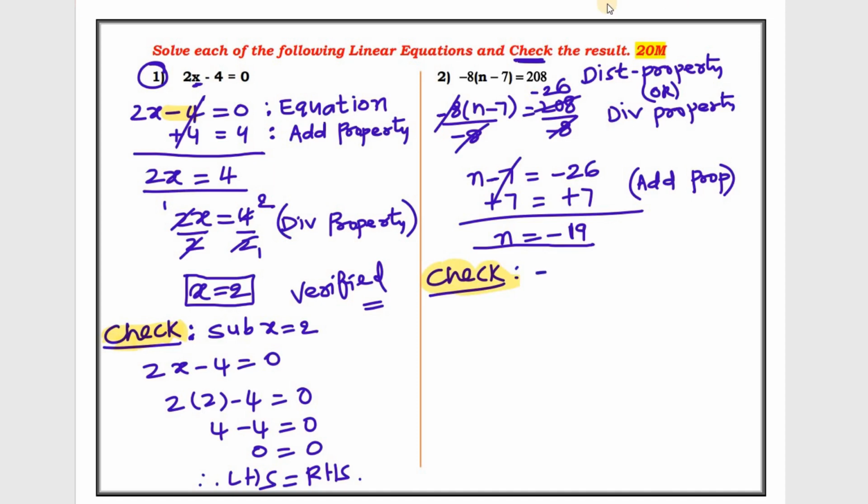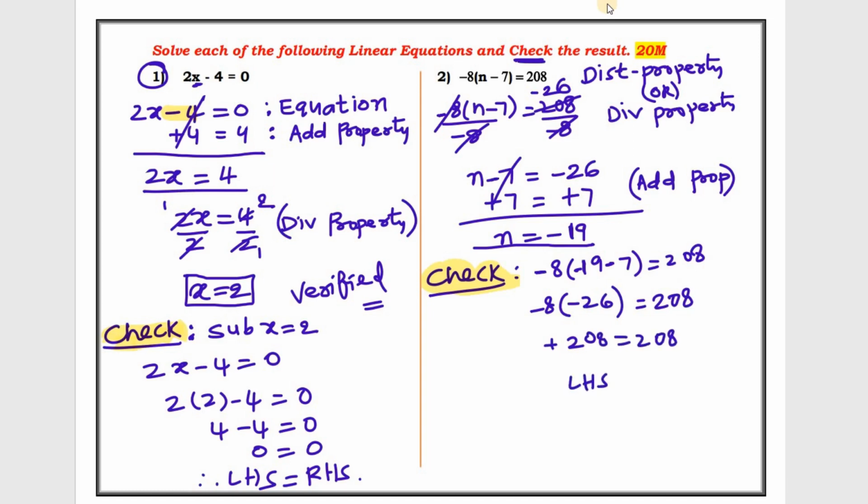Let's plug in here. Minus 8 times of minus 19 minus 7 is equal to 208. Minus 8, and then minus 19 minus 7 is minus 26, is equal to 208. So negative times negative is positive. So positive 208 is equal to 208. So I got left hand side is equal to right hand side. I got the answer. That's all.